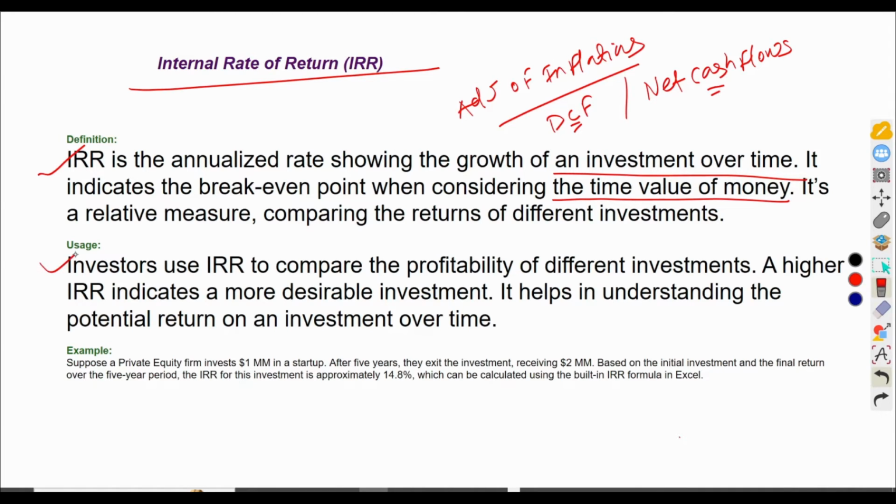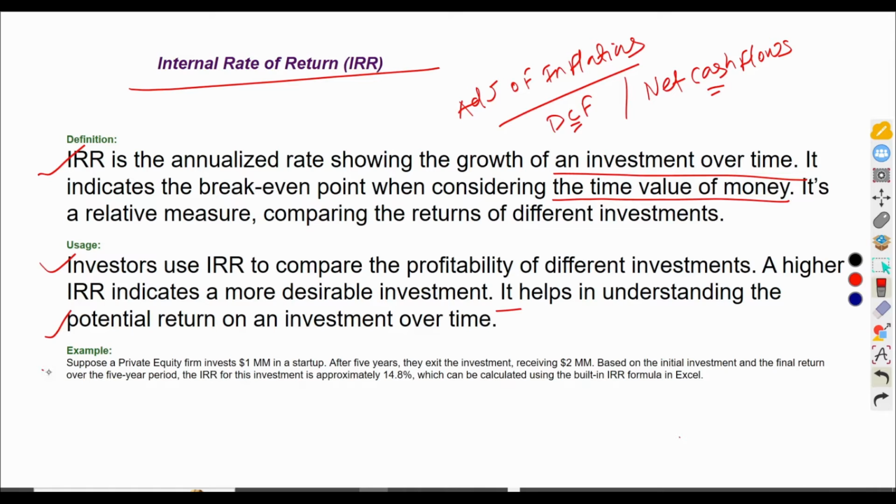If you talk about usage, investors use IRR to compare the profitability of different investments. If an investor wants to calculate the performance of an investment, assume one investor invested in two funds, right? One fund is offering 14% IRR and the other fund is offering 20% IRR. Of course, the investor will invest in the 20% IRR fund, because if the IRR is higher, it means that investment is good. This is how an investor will use it to take investment decisions, and it helps in understanding the potential return on an investment over time as well. So this metric is important to take investment decisions, as well as to calculate the potential return on investments.